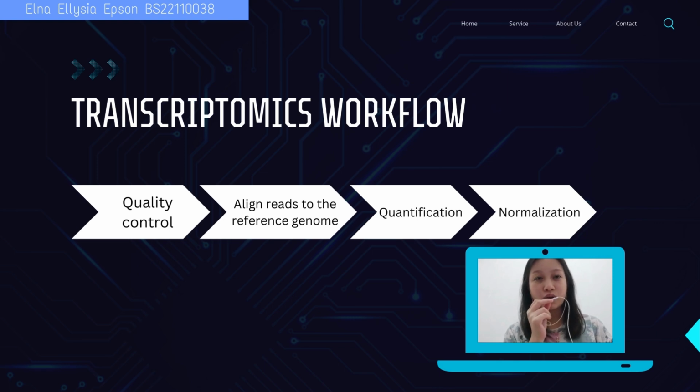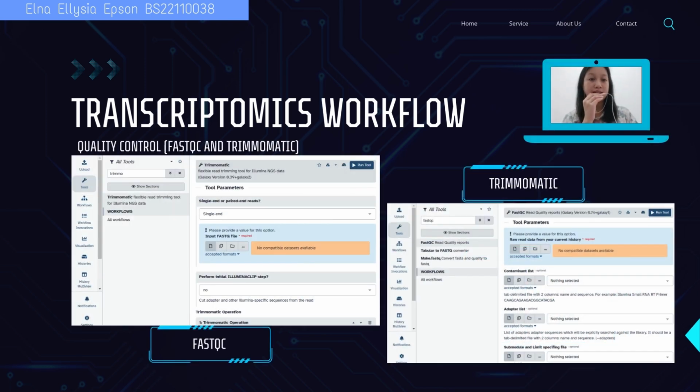The first one is the quality control. The second one is aligning reads to the reference genome. The third one is the quantification, and the last one is the normalization. For the transcriptomic data, after acquiring it, we need to do a quality control to guarantee the accuracy and dependability of the collected data. In this part, tools such as FastQC and Trimmomatic are used to cut the low-quality bases.